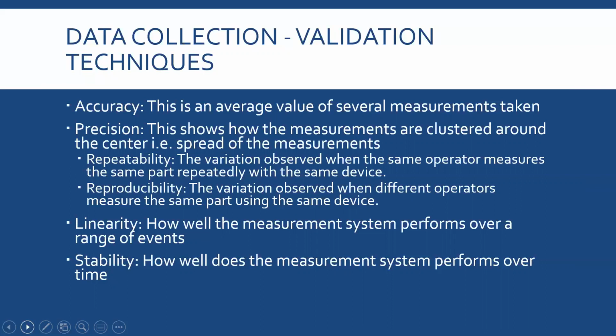Linearity: how well the measurement system performs over a range of events. Now we have a measurement system, and we need to study the system performance over a range of events. Stability: how well does the measurement system perform over time? Will the measurement system be accurate next year, two years from now, five years? This is what we call stability.